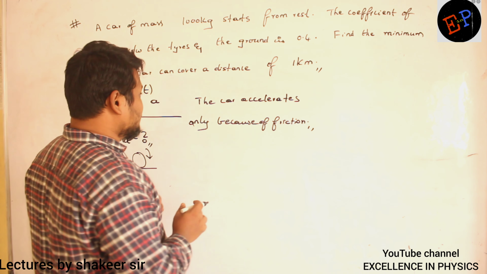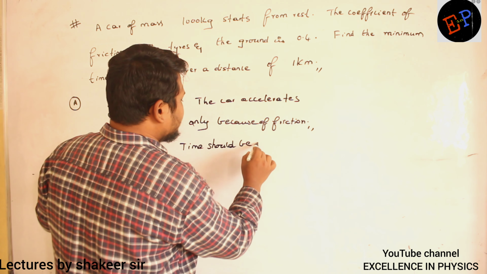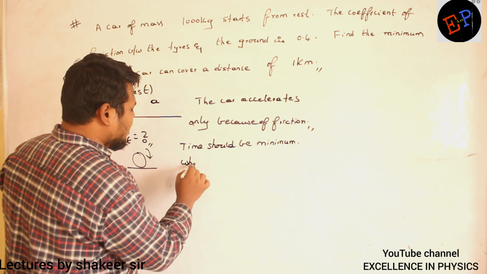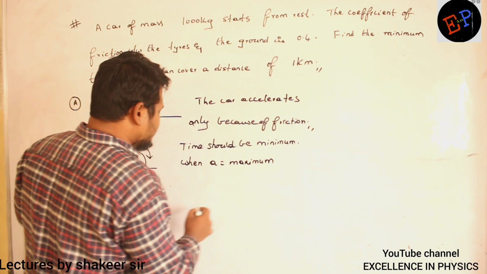So let us try to understand. He is saying here that time should be minimum. Time can be minimum only when acceleration is maximum. Acceleration can be maximum only when friction is maximum, because friction is the force which is pushing the car forward. Friction should be maximum. Clear? And what is maximum friction called? This friction we can call limiting friction. Already we have studied that the maximum value of friction is called limiting friction.